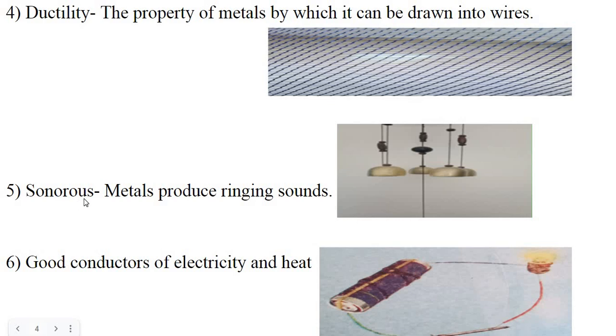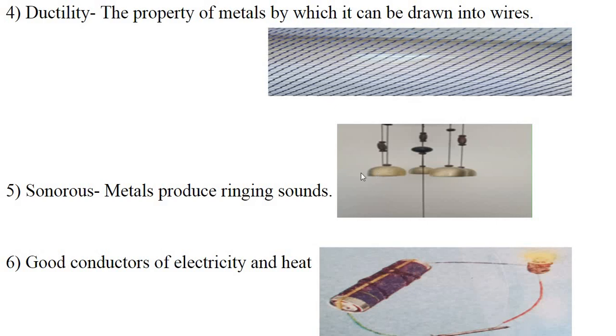And the fifth property is sonorous. Sonorous means it is related to sound. Metals produce ringing sounds. Have you ever seen how bells ring? Take two steel plates, or aluminum or bronze plates, and try to hit them against each other. Is it producing any sound? Yes. That means metals are sonorous.